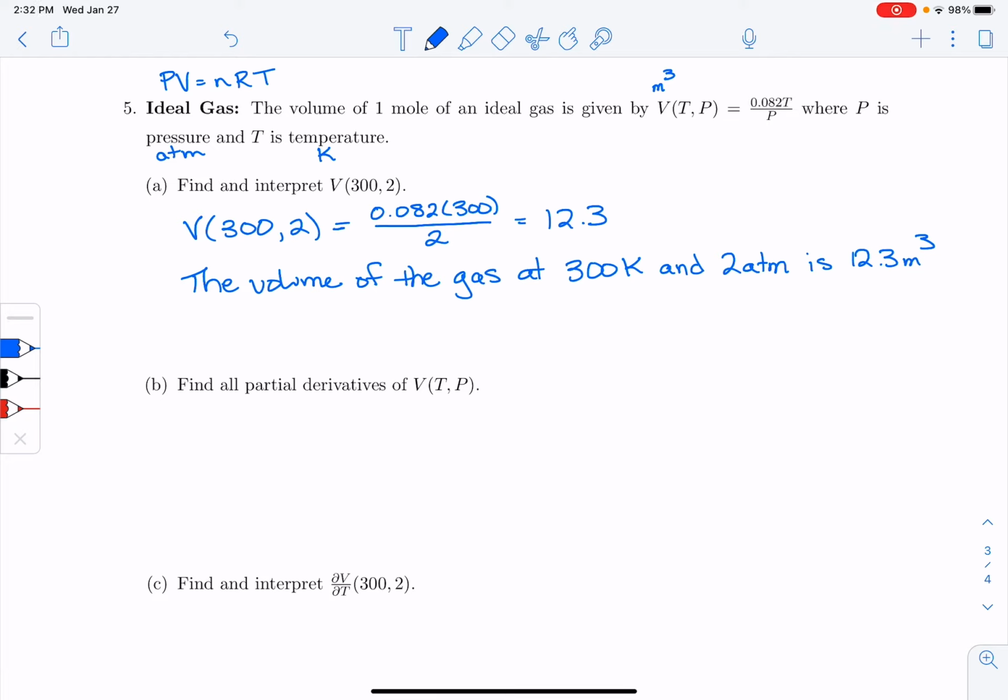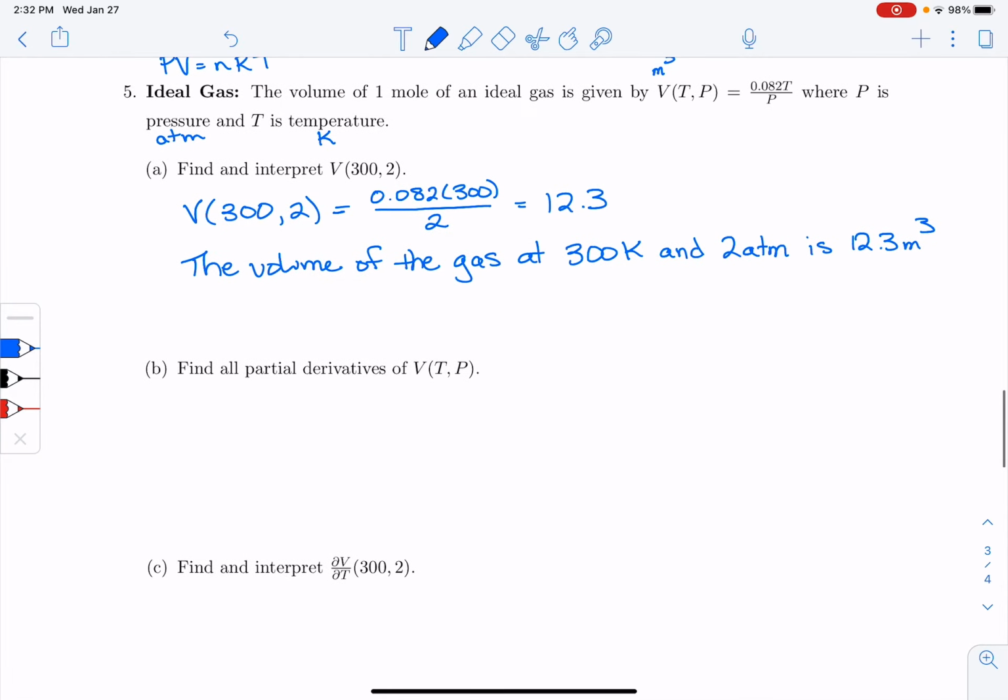Now we want to find all partial derivatives of volume as a function of temperature and pressure. So we want to understand what happens when you change the temperature by a little bit and what happens when you change the pressure by a little bit. So what is dV/dT?